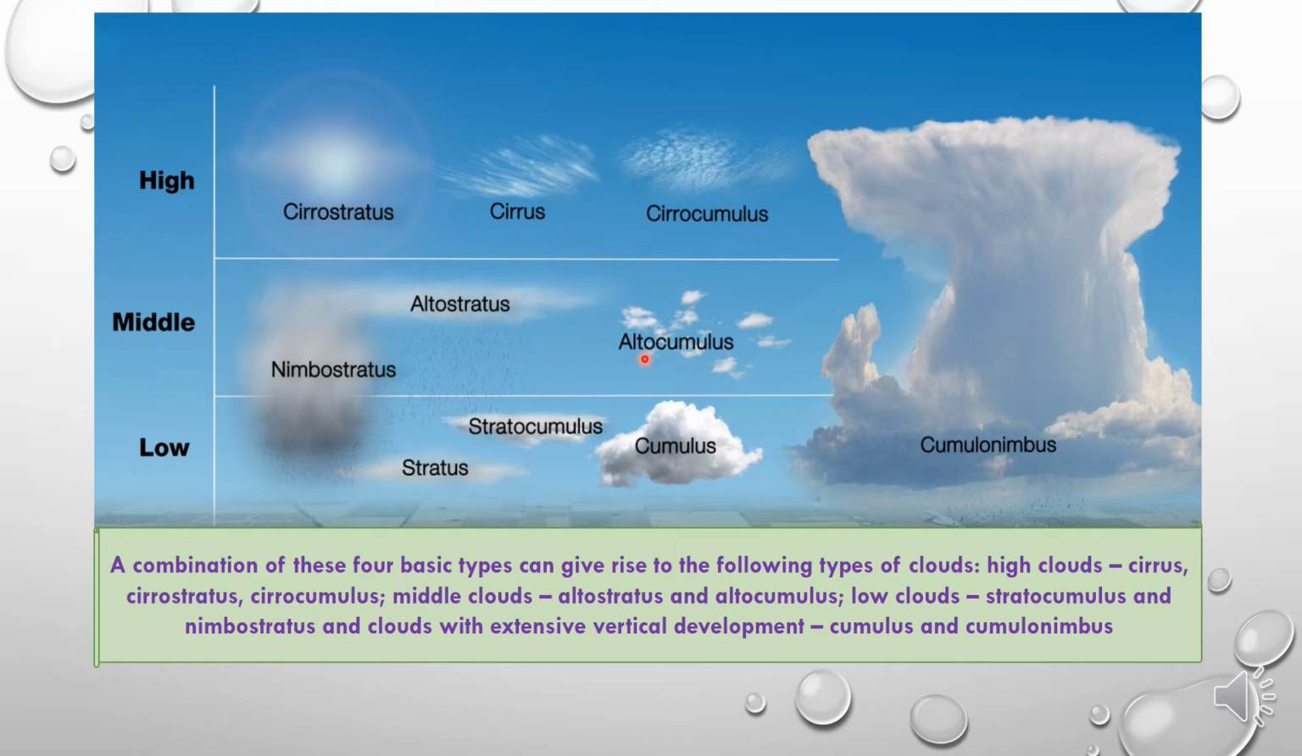High clouds are cirrus, cirrostratus, cirrocumulus. Middle clouds will be the altostratus and altocumulus. Then we have the low clouds, which are the stratocumulus and nimbostratus. And also clouds with extensive vertical development, over here you can see these are cumulus and cumulonimbus clouds. You don't have to memorize all of them, but you can just remember the combinations. If you understand the basic 4 properly, then you'll understand the others very well.